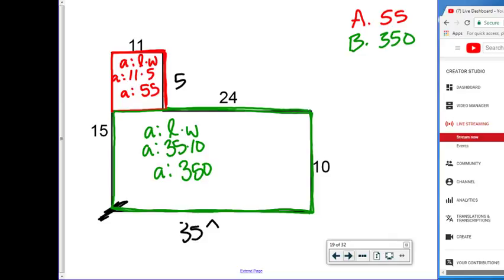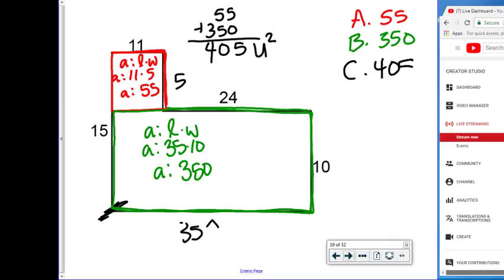No. What you need to do is take the grand total. So you would take your 55 and add it to your 350, and you would get 405. It would be 405 units squared. That would be the correct answer you were looking for. I'll give you a second to just soak some of that information in. Take a look at that.